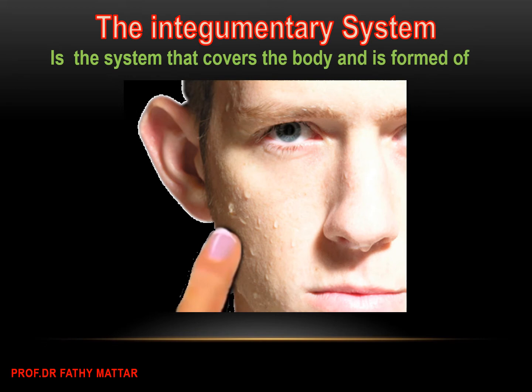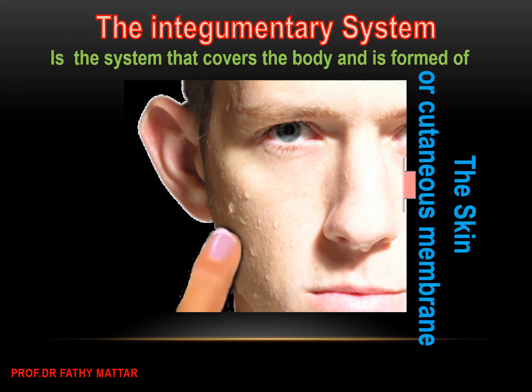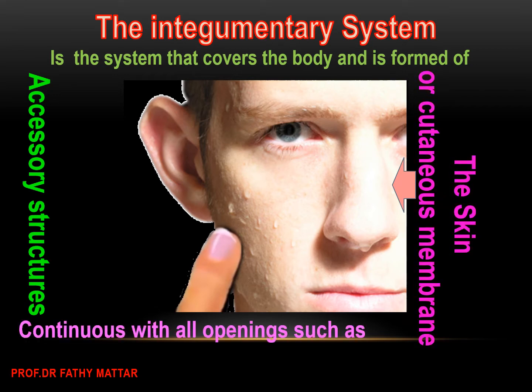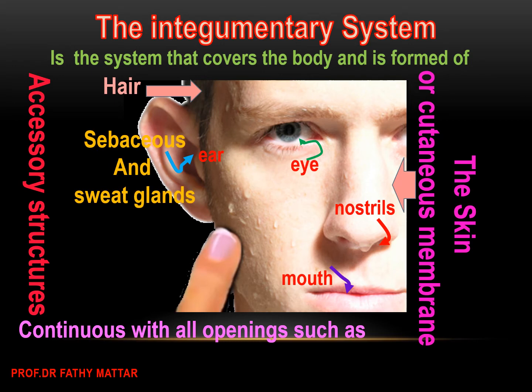So the integumentary system is the system that covers the body, and it is formed of the skin or cutaneous membrane and the accessory structures. The skin or cutaneous membrane is continuous with all the openings of the body, such as the mouth, the nostrils, the eye, and the external ear. The accessory structures are the hair, the sebaceous and sweat glands, and the nail.